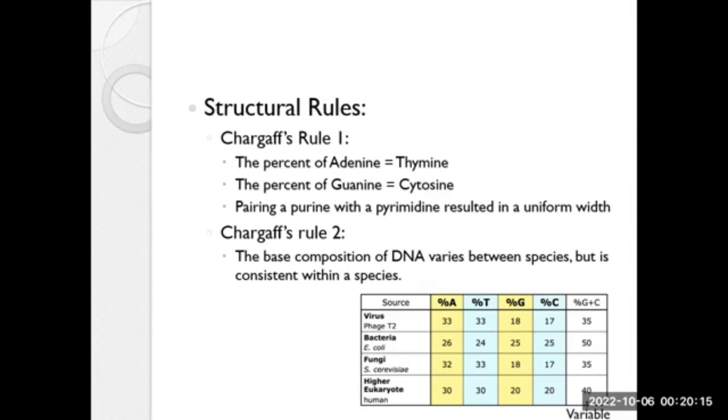And then if we looked instead at bacteria, it would be slightly different. A dog's might be 31, 31, 19, 19. Okay, so Chargaff's second rule is that you can identify a species based upon the proportions of A's, T's, C's, and G's that is unique to them.